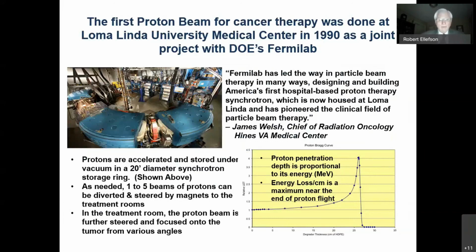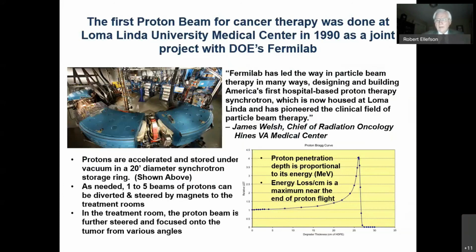So within a treatment room, the proton beam is further steered and focused onto the tumor from different angles, and depending on the amount of tissue you go through, you may need to alter the energy of it. And you can do that at the endpoint of the proton beam control in the actual treatment room.